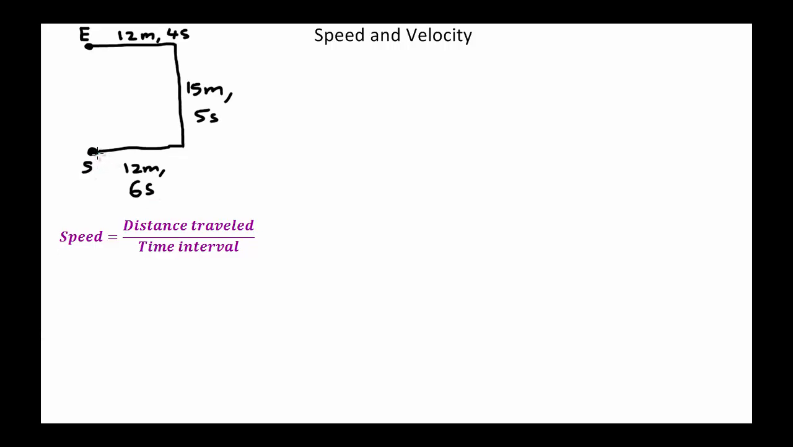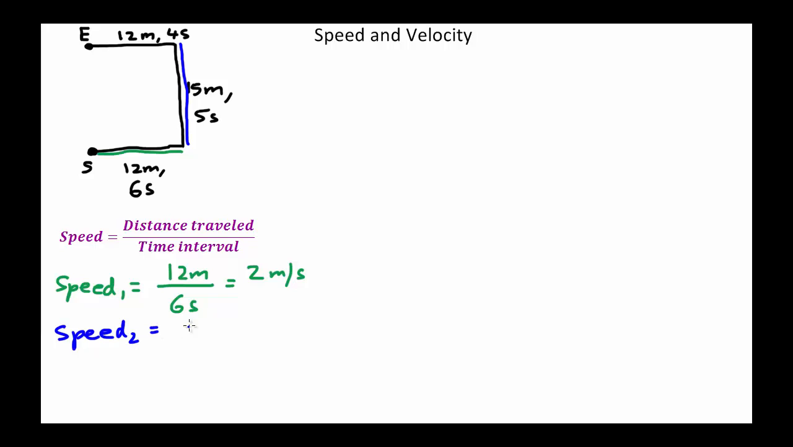So I'm going to mark this first segment with this green and call that segment 1. So speed 1 for that segment would be its distance traveled, which in this case is 12 meters, divided by the time duration that it took, which is 6 seconds, and so I get a speed of 2 meters per second. And for the second segment, let's use blue. So I got speed 2 for the second segment is the distance traveled, which is 15 meters, divided by time duration, which is 5 seconds, which gives me 3 meters per second.